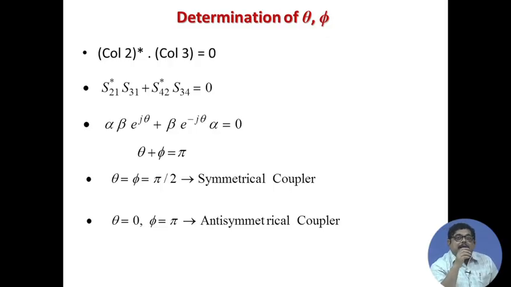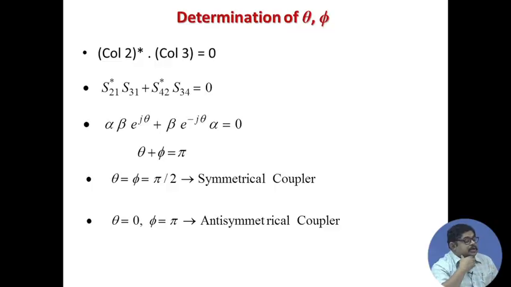Now, for that again we invoke the property of column 2, this we have not invoked till now. We have taken 1, 2, 3, 4 etc. Column 2 conjugate dot column 3 is equal to 0. If we invoke that, then we get a relationship between the two phases theta plus phi. It turns out that theta plus phi are not independent, their sum should be pi. Now, from here there are 2 choices, one is called symmetrical coupler, another is called anti-symmetrical coupler.